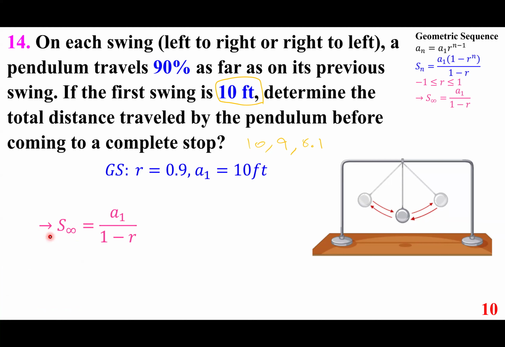A sub 1 is 10. 1 minus R is 1 minus 0.9. As you know, 1 minus 0.9 is 0.1, and 10 over 0.1, that means 10 times 10, 100. And you use the units feet, because anytime you're dealing with the application class, if units are given, you give them back with proper units, always.